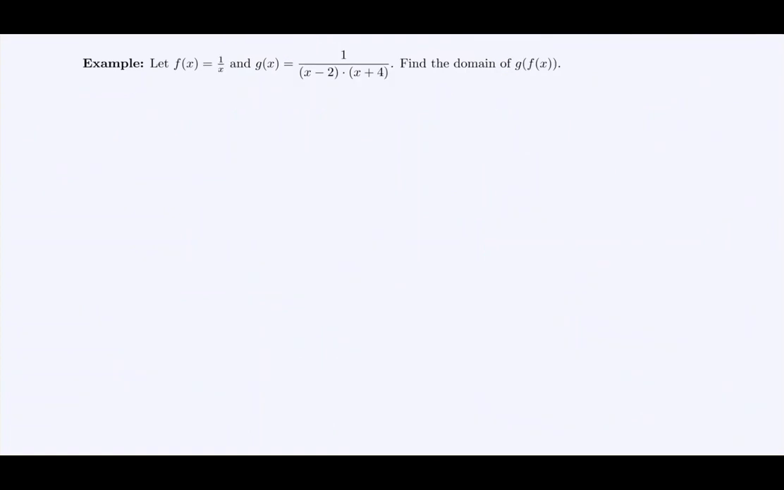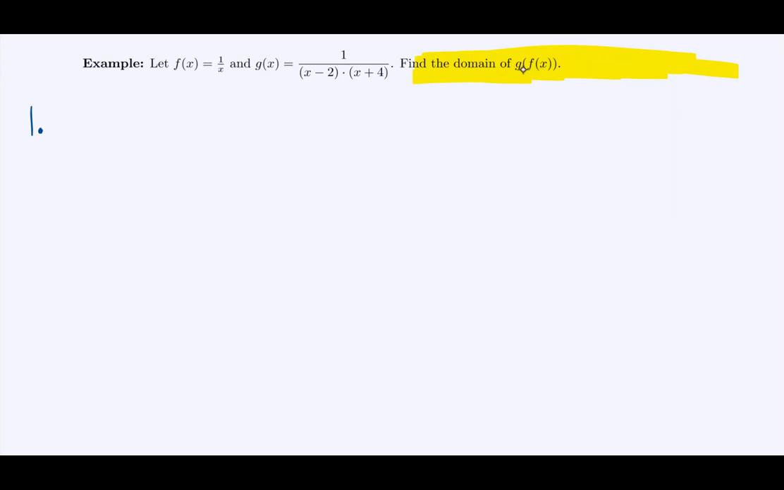Now we've got another example here for the function f of x is 1 over x, and the function g of x, which is 1 over the x minus 2 multiplied by x plus 4 in the denominator. Find the domain of the composition. Remember, step 1 of finding the domain of a composition is to find the domain of the inside function. So remember your step 1, find the domain of the inside function.